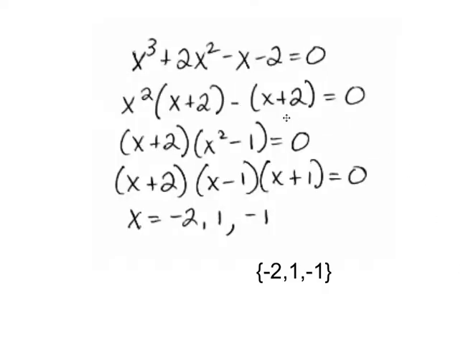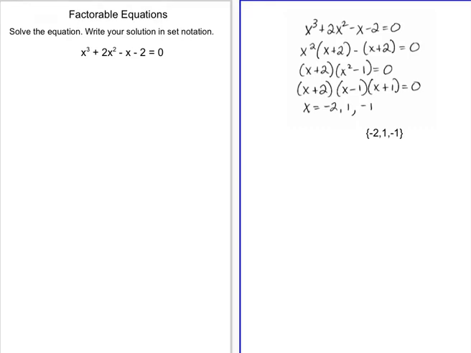You can see that I solved this using a 2 by 2 grouping. I factored x squared out of the first 2 terms and -1 out of the second 2 terms. And then when I factored to this point, I noticed that x squared minus 1 was not prime, so I continued to factor. And then I set each factor equal to 0, and I got x equals -2, 1, and -1. And I wrote my solution in set notation, since that is what my instructions said to do. So be sure that you're looking at the instructions.